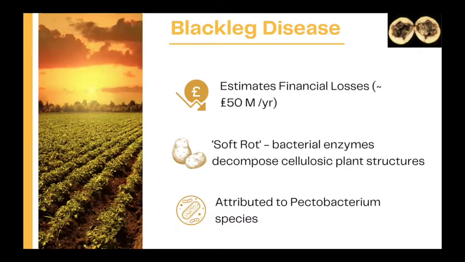The vegetable production industry suffers high monetary losses from pest infestations, as I guess everybody here knows. One of the most popular vegetables in the UK, the potato, has estimated losses of over 50 million per year in the UK attributed to blackleg disease. In this disease, also called soft rot, the bacteria produce huge amounts of extracellular enzymes, which lead to decay symptoms or breakdown of the cellulosic plant structures. It's largely attributed to Pectobacterium species.